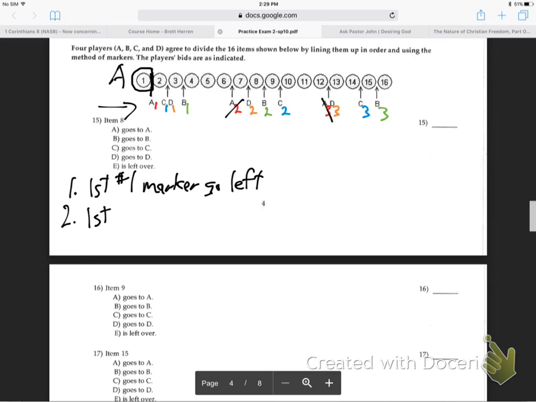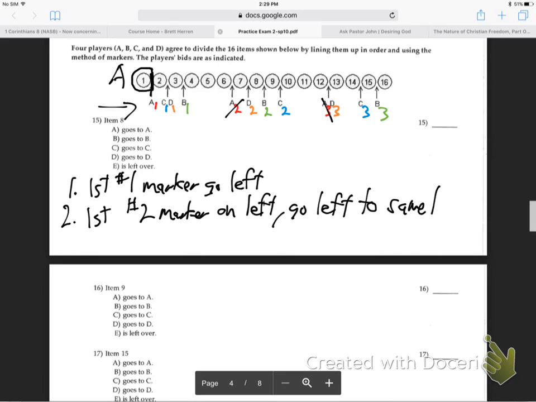And then take the first number two marker, on the left. When I say first, I mean from the left. And again, go left. But go left to the same letter. Right? Everybody know about that part? So you go left to the same letter. So starting on the left again, starting over here, the first number two marker. This is an A1, C1, D1, B1. Those are one markers. They're not two markers. So we don't take any of those. We're taking the first number two marker. Does that make sense? So the first number two marker is that D2.